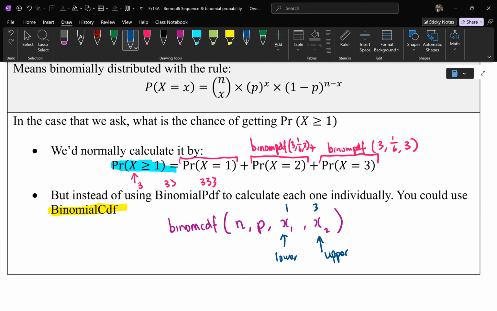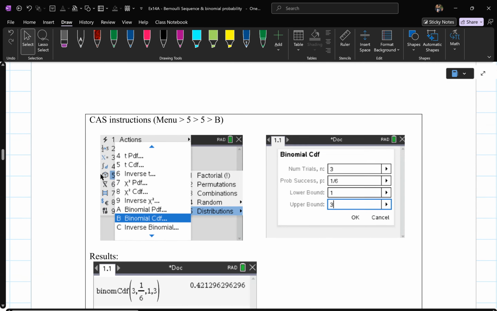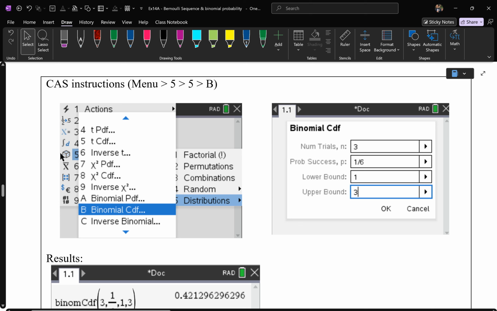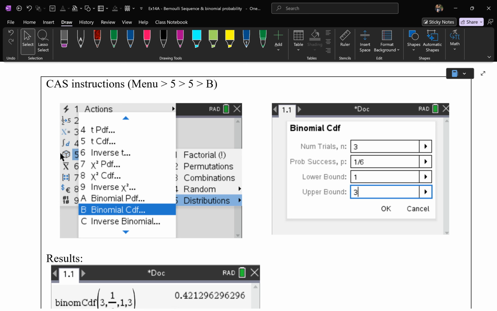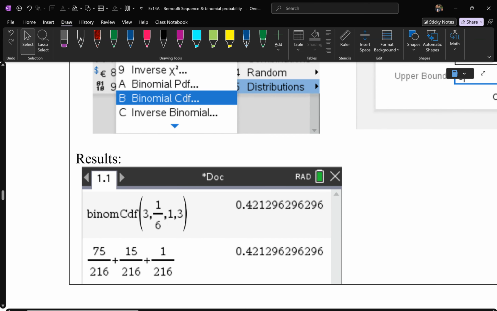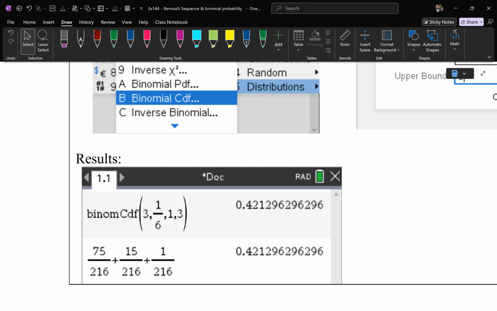So that's the difference between CDF and PDF. CDF is cumulative, so it's adding them all in between. And PDF is for one instance. Okay. Did I do an example? Oh, I did. Here we go. Look how organized I was. I had pictures for it already. So if you did forget it, you can follow the pictures there. So you can see lower bound, upper bound. So 3, 1/6, 1, 3. And this is what it looks like. So instead of doing 75 on 216, 15 on 216, and then 1 on 216, which takes too long, you get the same answer doing CDF.